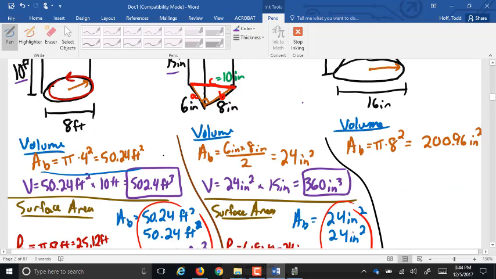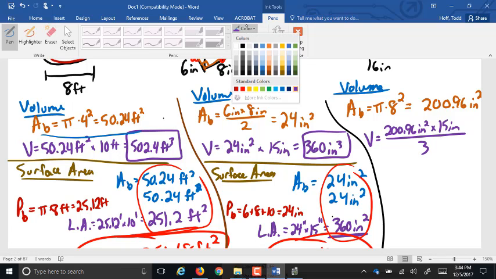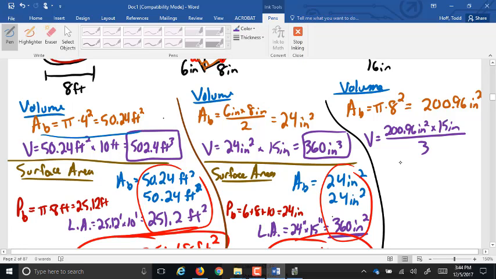Now the volume here is going to be slightly different. The volume is the area of the base times the height of 15 inches. But because it's a cone, it's divided by 3. So that makes it come out to, there you go. 1004.8 inches cubed for volume.